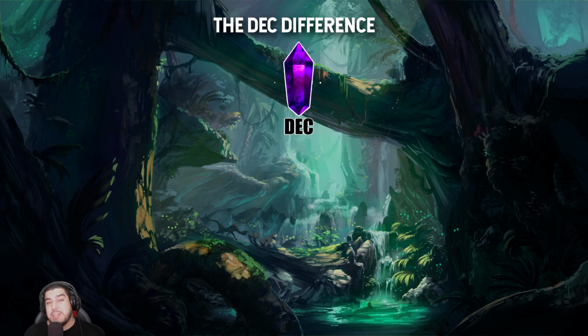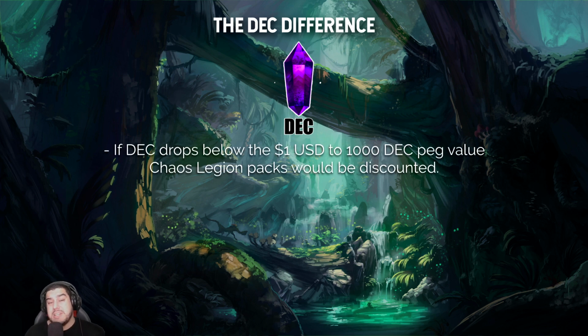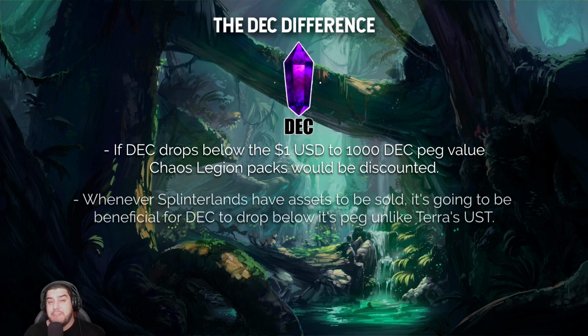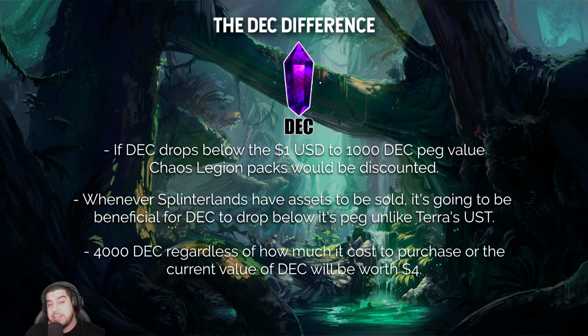In turn, this could have a tremendous effect on the sale of the remaining Chaos Legion packs. Because if DEC drops below peg value, purchasers would essentially be getting Chaos Legion packs at heavily discounted rates right now, and unlike Terra's UST, it's actually beneficial for DEC to be below peg for two key reasons. The first, if DEC is below peg, as mentioned, this means that Chaos Legion boosters will be essentially discounted, as 4,000 DEC, regardless of its cost to purchase or its current value at the time, will be redeemable for a Chaos Legion pack because of its fixed dollar value.